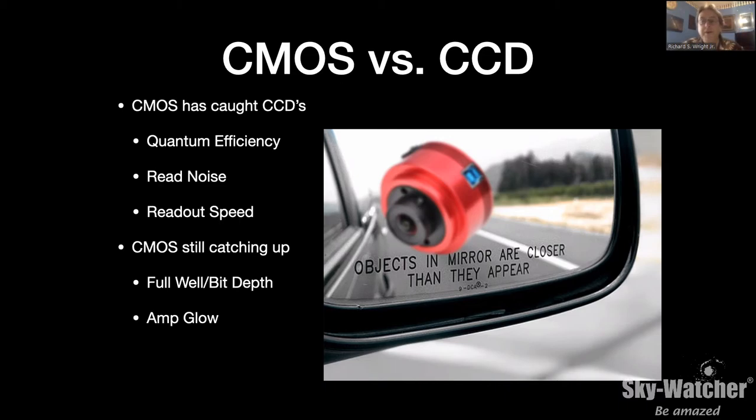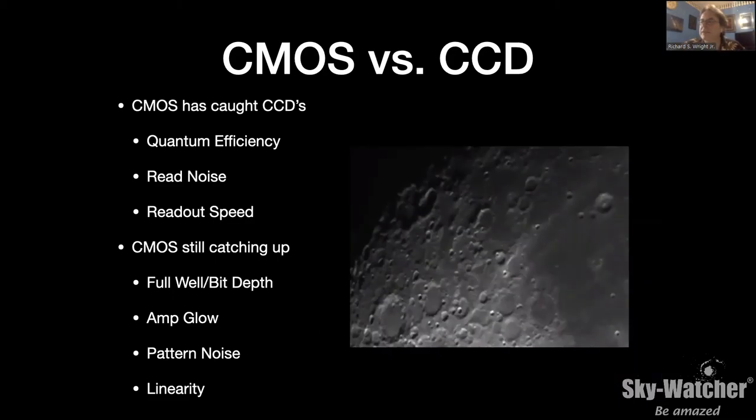Another area we're seeing rapid improvement on with some of the newer chips is amp glow and also pattern noise. These are artifacts in your image that can't be easily calibrated out like they can in a CCD image. And again, I'm fully acknowledging those are getting much smaller. Some of the new stuff has shown really dramatic improvement on amp glow and pattern noise. The other thing is linearity, where there's also some interesting work being done to get CMOS sensors to be more linear. Let me go into a little more detail about some of these things.